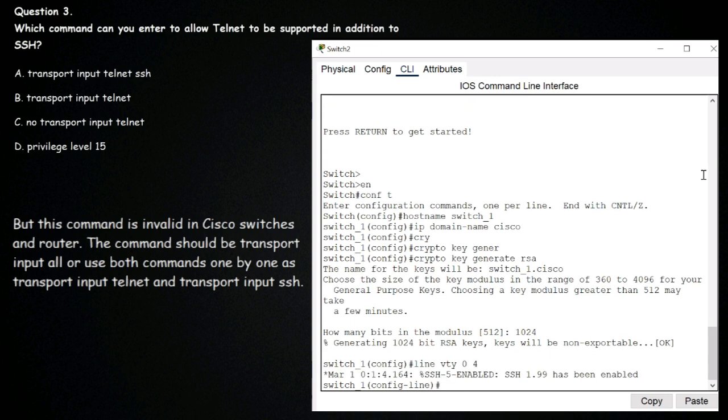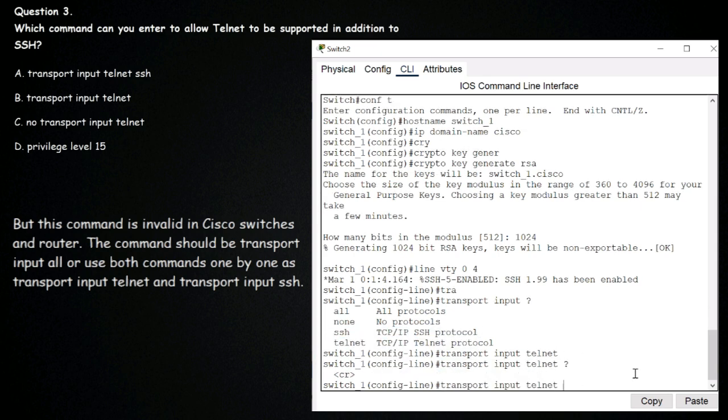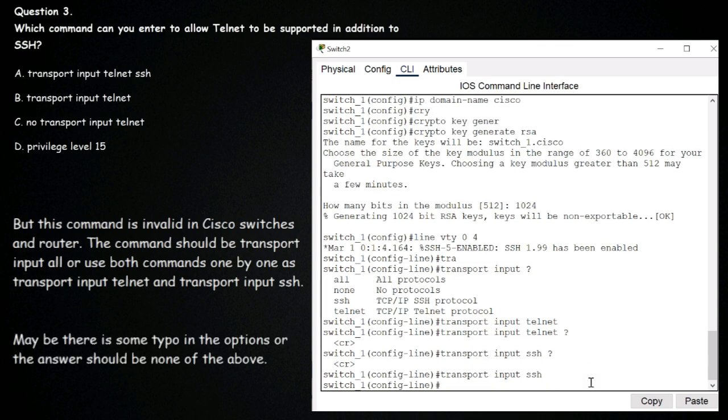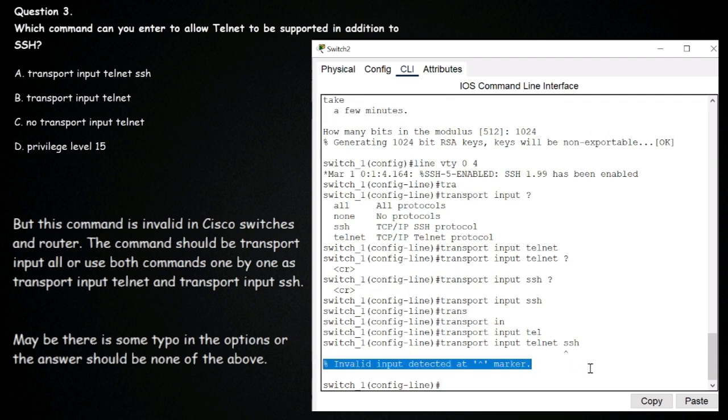But this command is invalid in Cisco switches and routers. The command should be transport input all. Or use both commands one by one, as transport input telnet and transport input SSH. Maybe there is some typo in the options, or the answer should be none of the above.